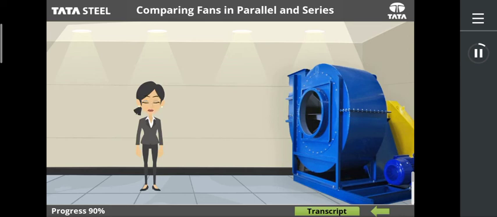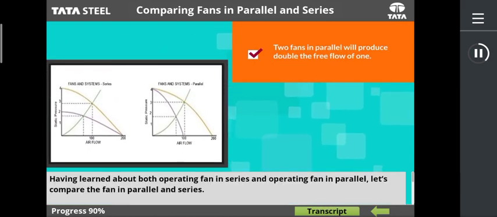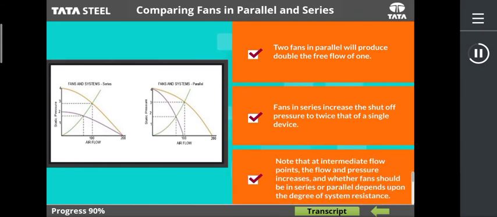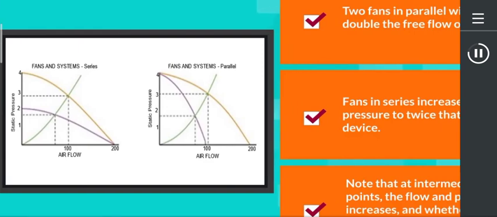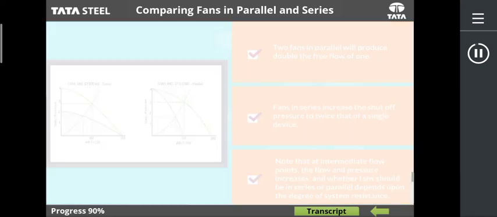Having learned about both operating fans in series and operating fans in parallel, let's compare the fans. Two fans in parallel will produce double the free flow of one. Fans in series increase the shutoff pressure to twice that of a single device. Note that at intermediate flow points, the flow and pressure increase, and whether fans should be in series or parallel depends upon the degree of system resistance.